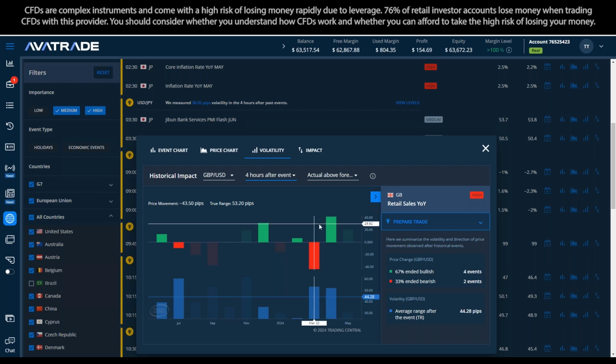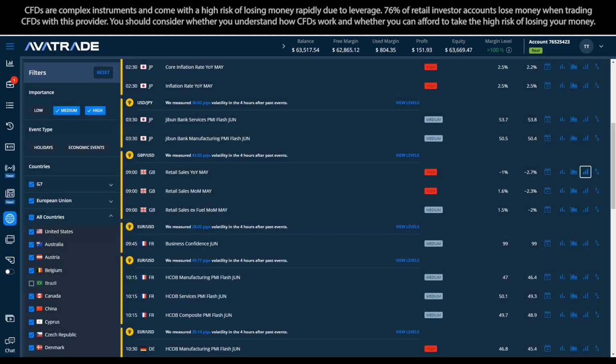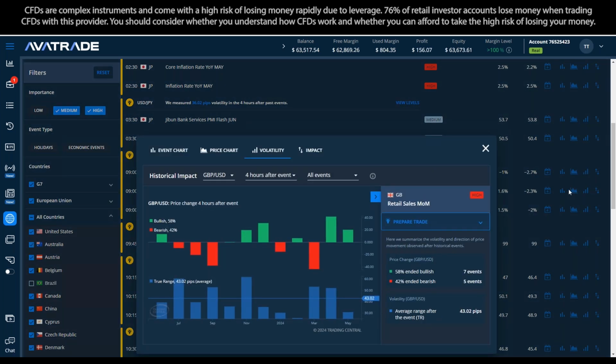If you're looking to do the upward move with retail sales data coming in above forecast, a couple times it reversed. But the majority of the time, two-thirds, it climbed after 4 hours. So you start to analyze these, and maybe the month over month is better. Let's look. Maybe that's the one to key on.